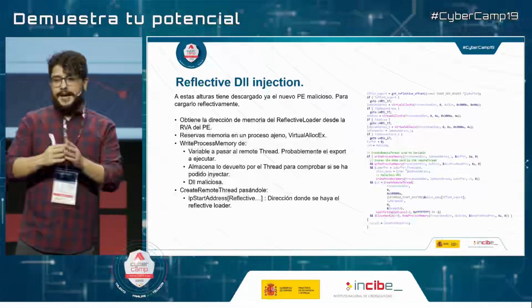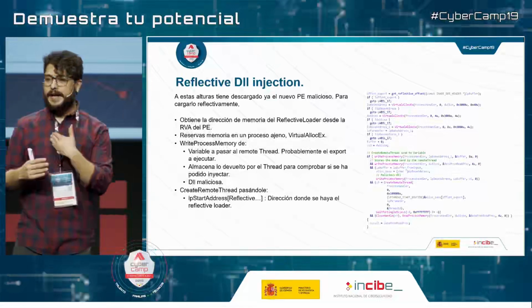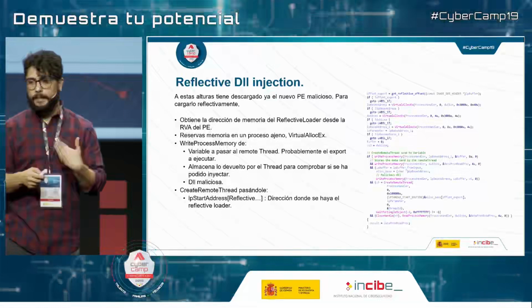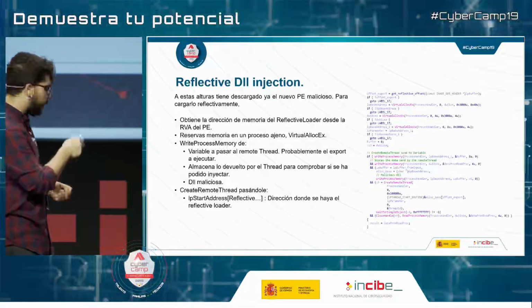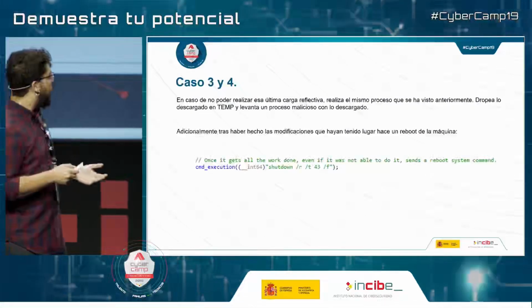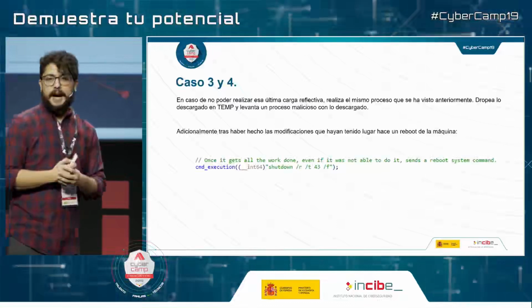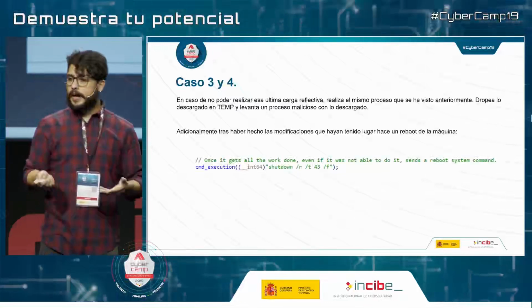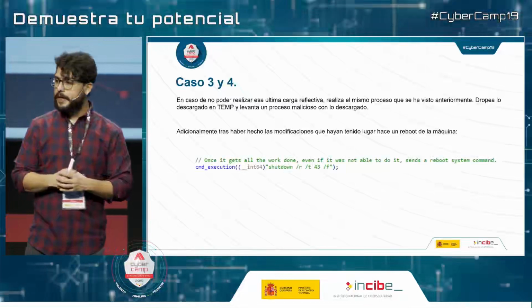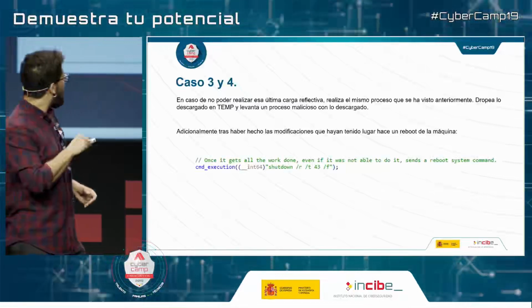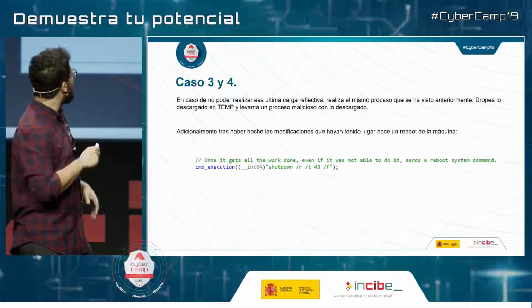What am I doing with this remote thread? I'm invoking that malicious process in order to continue with this reflective loading. In case this malware is not going to be able to do that, it's going to break into a process, and it is going to do a reboot of the machine.